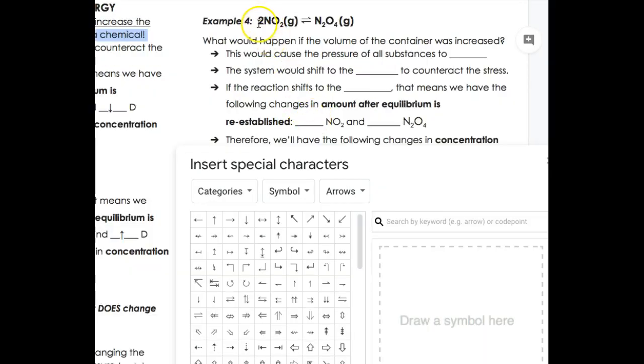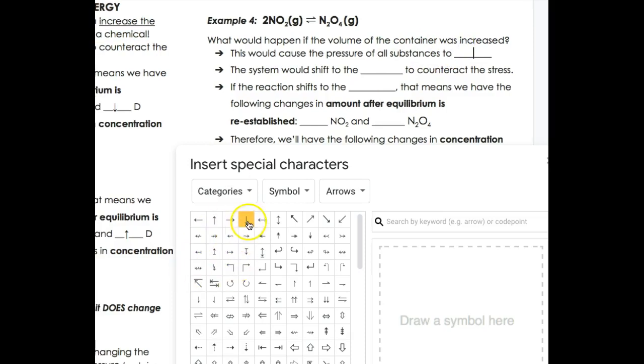Here we have 2 moles of NO2, and it's at equilibrium and it's forming N2O4. And it says here, what would happen if the volume of the container was increased? So you have this in, let's say, a balloon. This would cause the pressure of all substances to go down, right? To decrease. So I'm going to put my downward arrow.